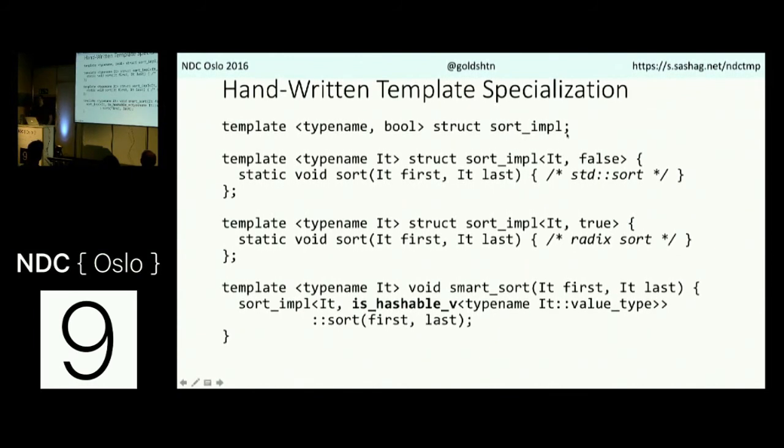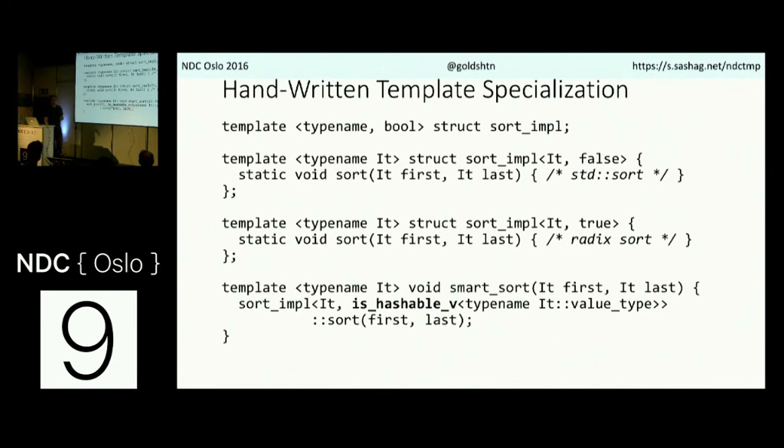So I can have this base case of a sort_impl class template, which is undefined. Basically, I don't care about it because I am going to have specializations for both of the cases. So this base template is a template of some type and a Boolean. And then I have two specializations. I have one for some type and false, and another for some type and true. So I basically covered all the cases because Booleans can be either true or false.